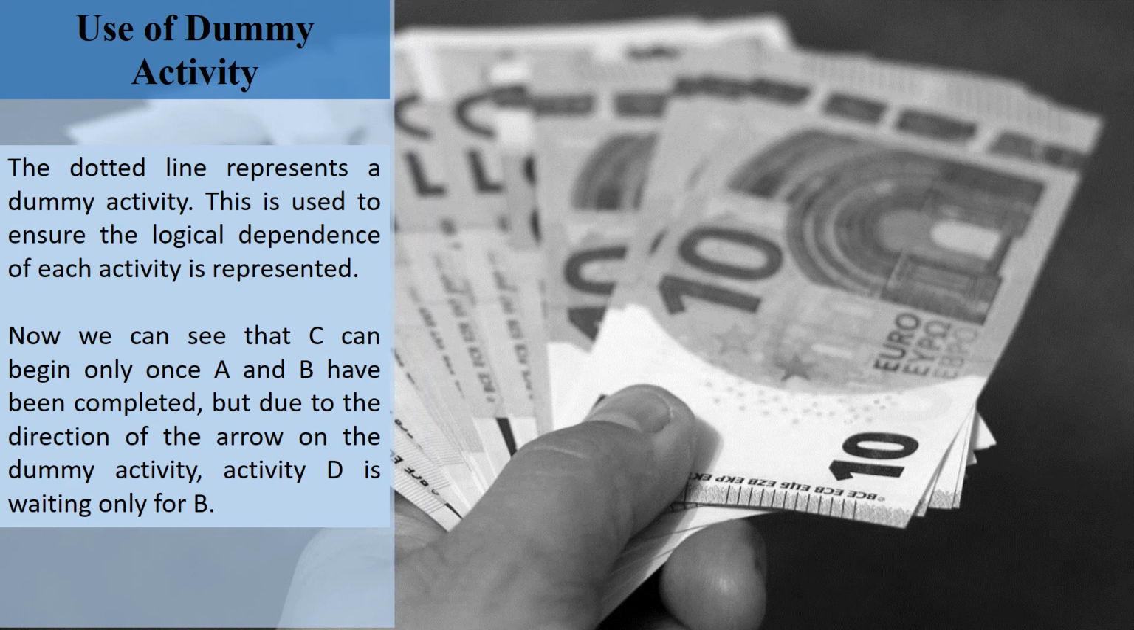Now, the dotted line represents a dummy activity. This is used to ensure the logical dependence of each activity is represented. Now we can see that C can begin only once A and B have been completed. But due to the direction of the arrow on the dummy activity, activity D is waiting only for B.